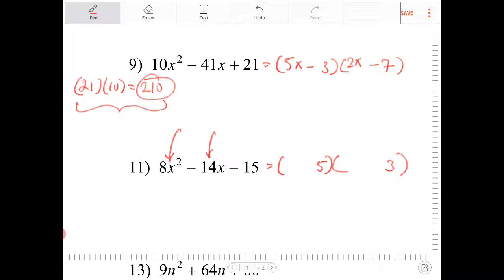So if I do this, that means this would have to be 4x and 2x, because if I multiply these two, 2x and 3 makes 6. 5 and 4 makes 20. If I were to subtract them together, I will in fact get 14. So that means this would have to be minus, and then this would have to be plus, because I want the larger number to be negative and then the smaller number to be positive. So that's what it would be in factored form.